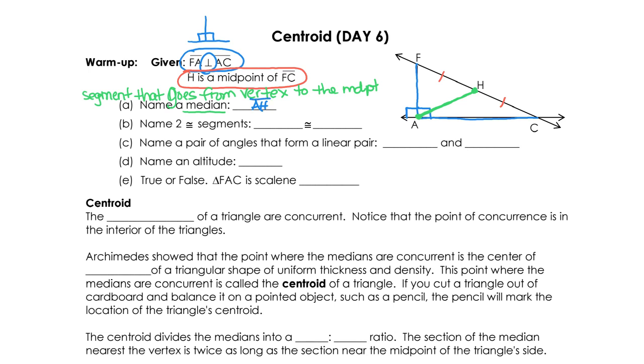Okay. Part B says name two congruent segments. Remember, those are the ones that are check marked. One of them is FH. And the second one is HC.